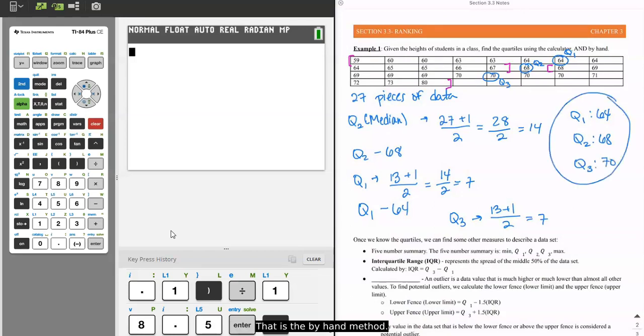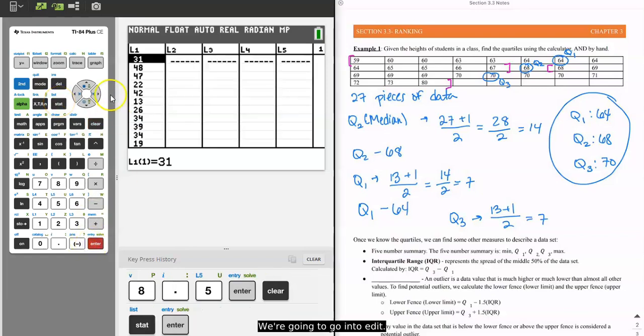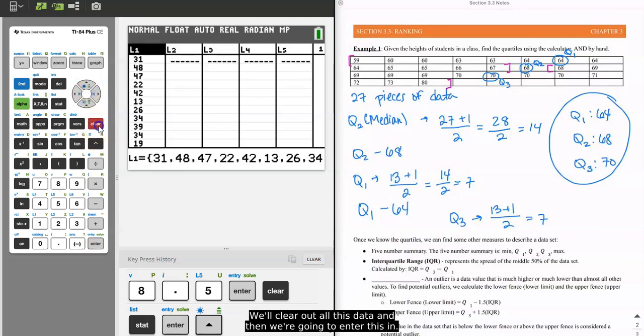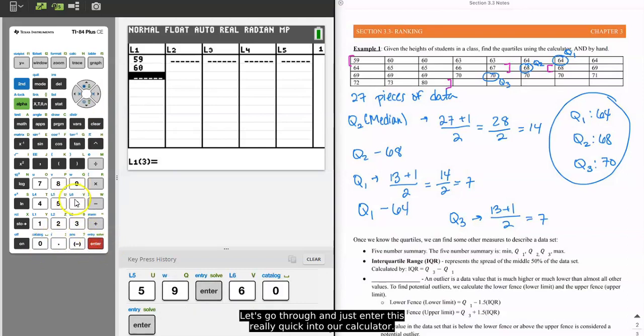So that is the by hand method. If we want to do this in our calculator, especially if the data is not in order, it's easier to throw it into our calculator. So again, anytime we want to enter data, we're going to go into our stat, go into edit. We'll clear out all this data, and then we're going to enter this in.